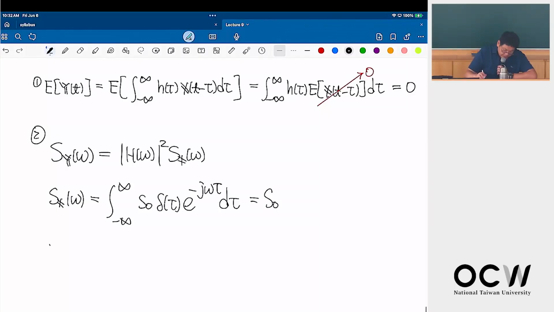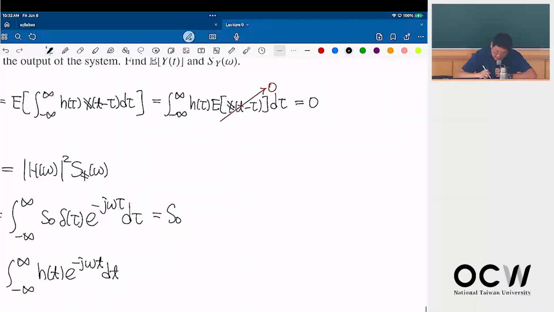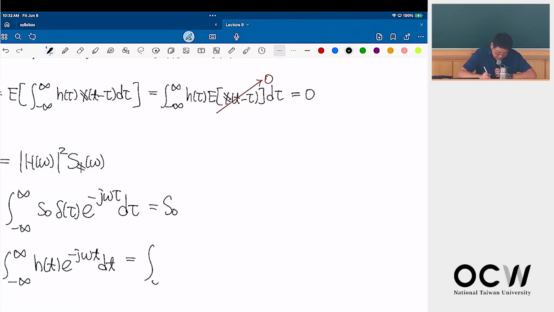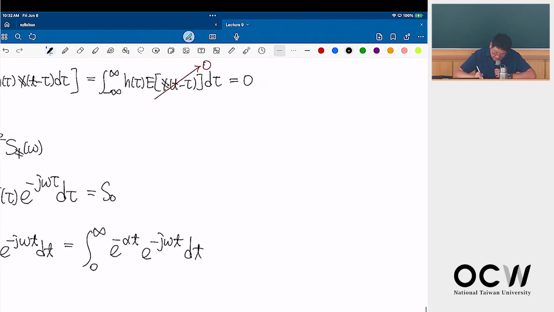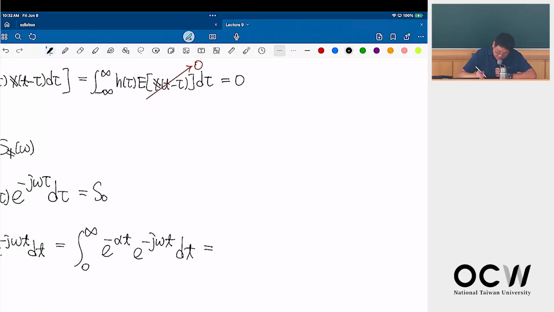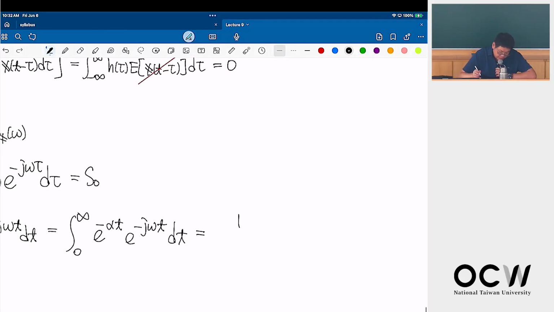And then how about the system response? For the system response, h of t, taking the Fourier transform, here it should be from 0 to infinity, e to the minus alpha t, e to the minus j omega t. And then if you do the integration, or you can check the table, there'll be 1 over alpha plus j omega.